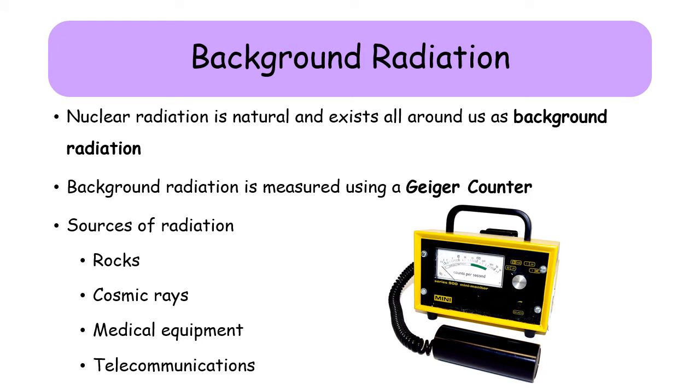Now, every time a nuclear reaction happens, we have nuclear radiation going on. And we sometimes think of nuclear radiation as being this really dangerous and harmful thing, and it can be, but we're actually surrounded by a natural level of radiation that we call background radiation. And background radiation can be measured using something called a Geiger counter, which looks a little bit like that picture.